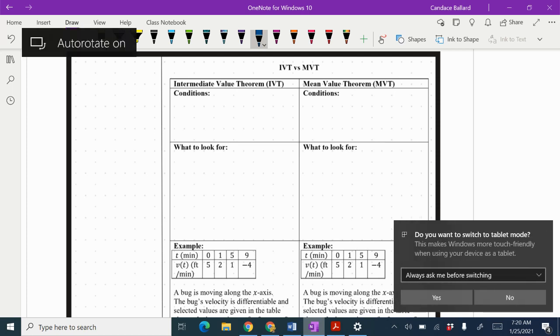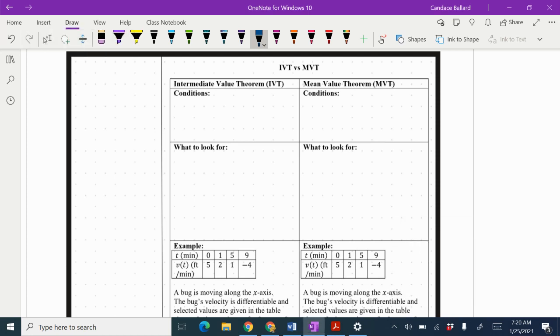In this video, we're going to continue our talk about topic 5.1, which is mean value theorem. And earlier in the lesson, we mentioned intermediate value theorem. So we're going to take a look really quick at the differences and the similarities between intermediate value theorem and mean value theorem. We know that intermediate value theorem's condition is that it has to be continuous, whereas mean value theorem has to be differentiable and continuous. But again, remember differentiability implies continuity.